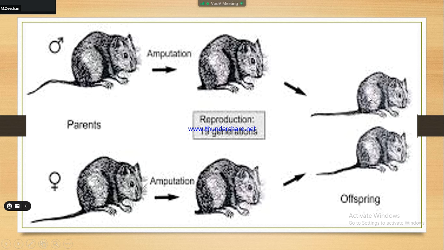The germ cells code for each and every organ of the human body. So when we cut off the tail, this is basically a somatic cell. But the information in DNA is the germ cell, which is present on the chromosomes. So he cut the tail up to 19 generations, but in the 20th generation the mice still have the tail. So he concludes that the germ cell is different from the somatic cell.